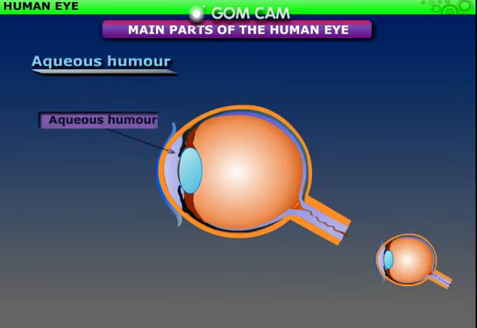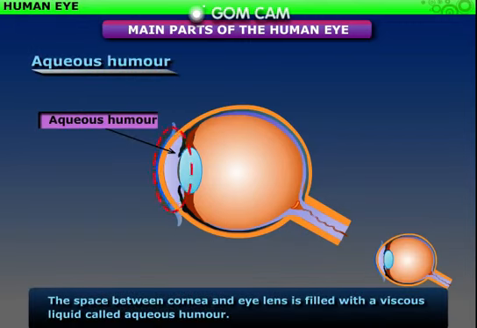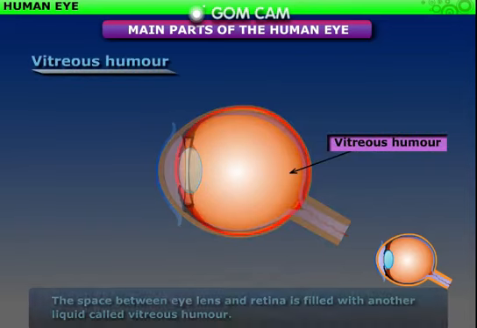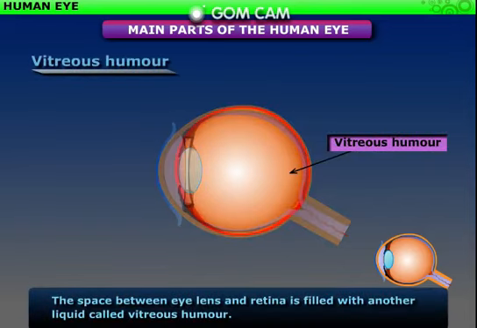Aqueous humour. The space between cornea and eye lens is filled with a viscous liquid called aqueous humour. It prevents the eye from collapsing due to the changes in the atmospheric pressure. Vitreous humour. The space between eye lens and retina is filled with another liquid called vitreous humour. Vitreous humour helps in maintaining the shape of the eye.